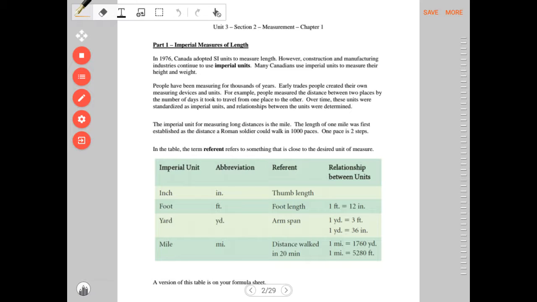Okay? People have been measuring for thousands of years. Early tradespeople created their own measuring devices and units. For example, people measured the distance between 2 places by the number of days it took to travel from one place to the other. Over time, these units were standardized as imperial units, and relationships between the units were determined. Okay, so the imperial unit for measuring long distances is the mile. The length of 1 mile was first established as the distance a Roman soldier could walk in 1,000 paces. Okay, and 1 pace is 2 steps.